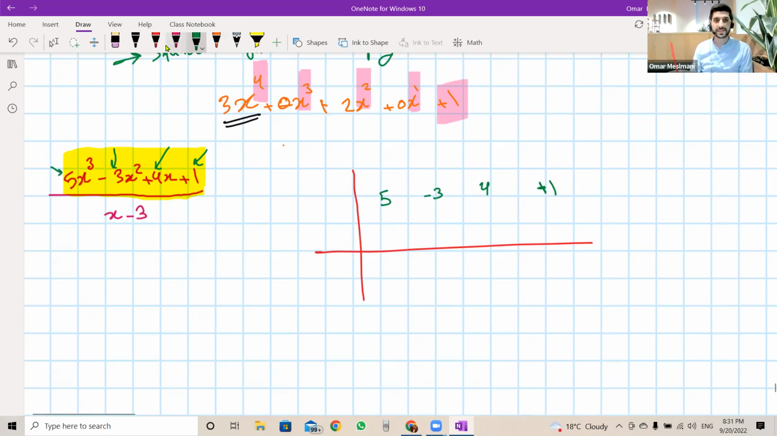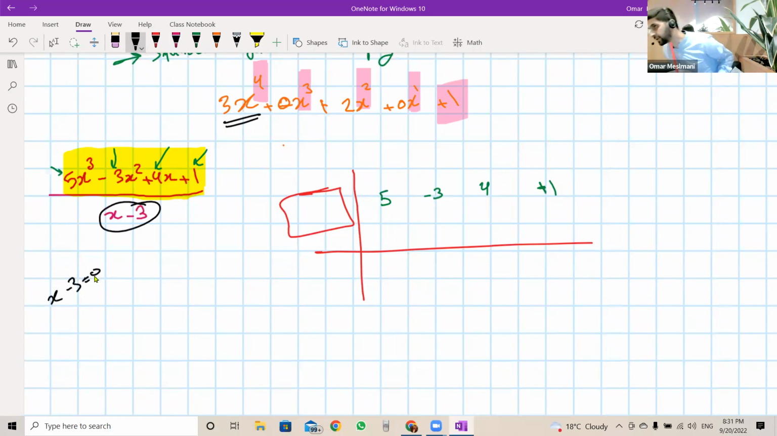That's first. Second of all, I have to write a number. What is it? The number is going to be the solution of the denominator. You take x minus 3 and make it equal 0. Find the answer and tell me what is your answer. What is the answer right now? 3. So x equals 3. So you write in here positive 3. Are you good with the strategy?